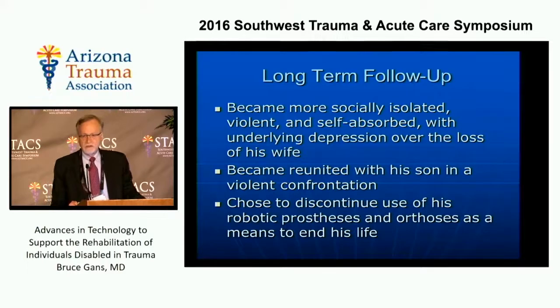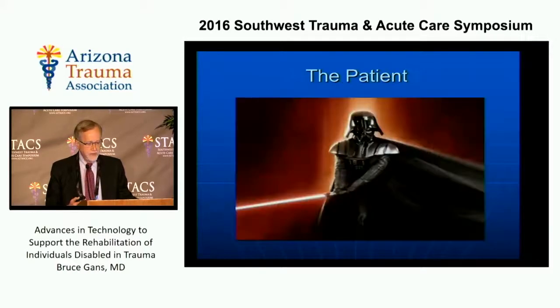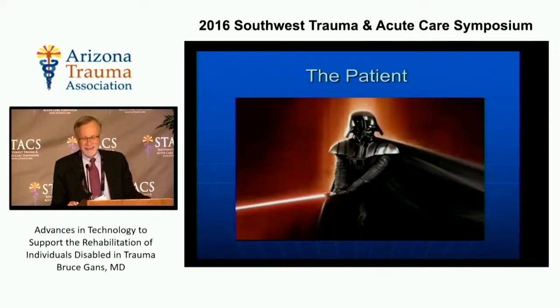He became progressively more socially isolated, violent, and self-absorbed, and his underlying depression over the loss of his wife and family continued to eat at him emotionally. Many years later, he had a violent confrontation with his estranged son, which resulted in his decision to voluntarily end his life by removing his own life support system and neurologically controlled orthotic systems. This is, of course, our patient. I actually saw him earlier in the presentation today.